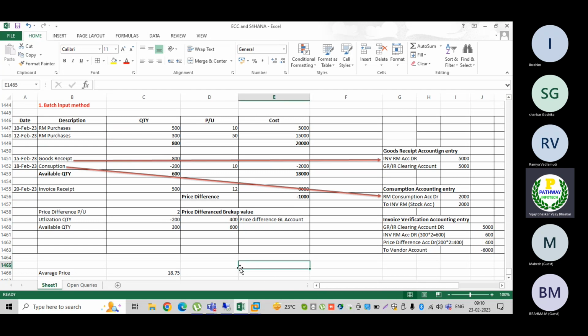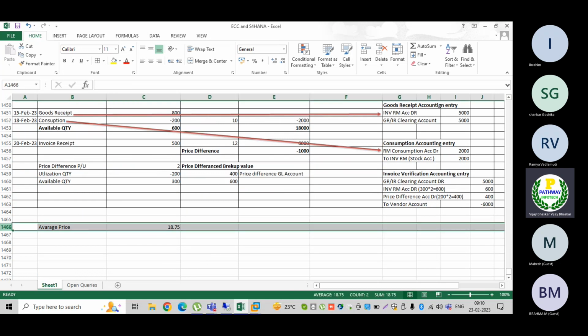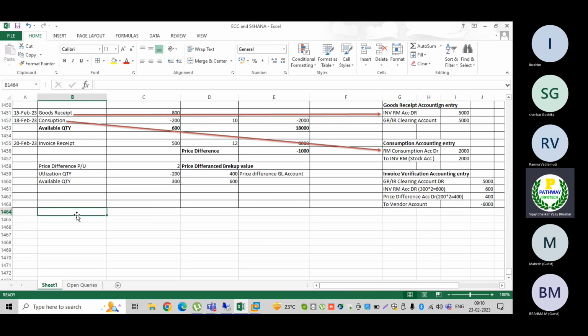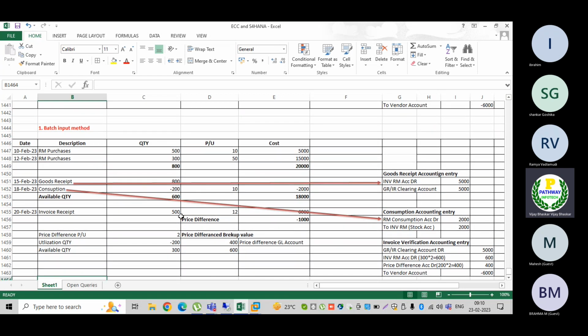So meaning that in the batch input method, we are not going to consider the average price. We are only going to see the batch-wise price. Only this I am going to consider. Once I receive the invoice against this purchase order, if there is any consumption, again I will go and charge that amount. But you need to understand that we are not going to see the average price for this one. If you want to make it average, you need to do that. But for batch input method, I am going to consider this one only. The price is 10 rupees only. I am not going to consider it as an average price here.